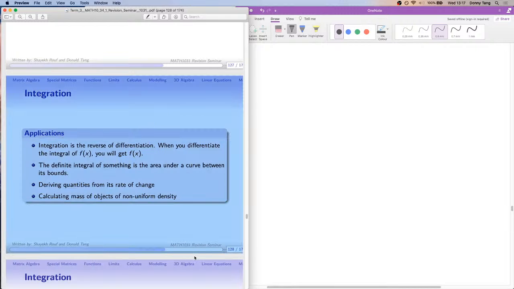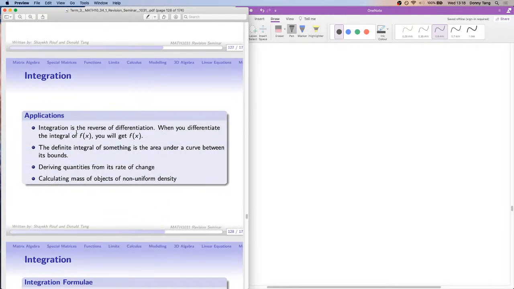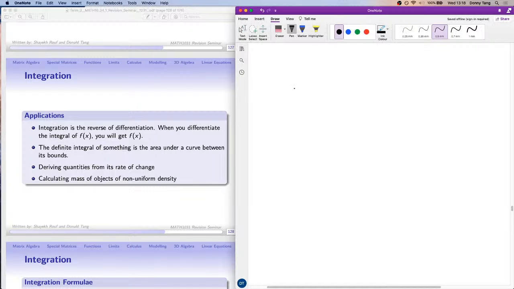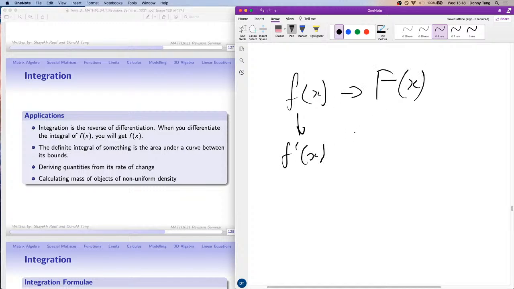Basically it's saying if you differentiate the integral, you get the derivative, which makes sense. Oh, no, you just get the function itself. So the terminology now is fx, differentiate, you get f dash x, integrate, you get capital Fx. All right, that's the terminology we want to use. And when you differentiate capital Fx, it's going to go back to normal Fx.